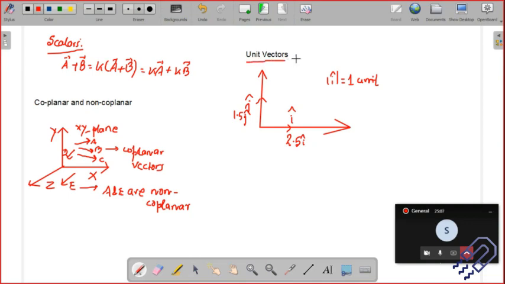And then if you have a vector and you want to find a unit vector in the direction of the resultant vector, you are going to use this particular concept. And then we have something which is also called a component of a vector.